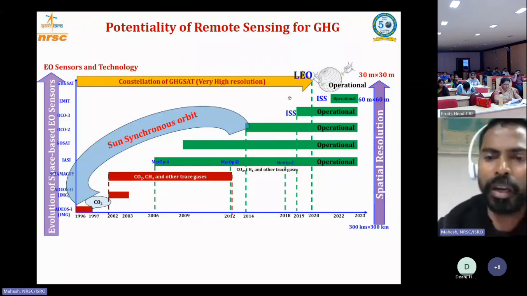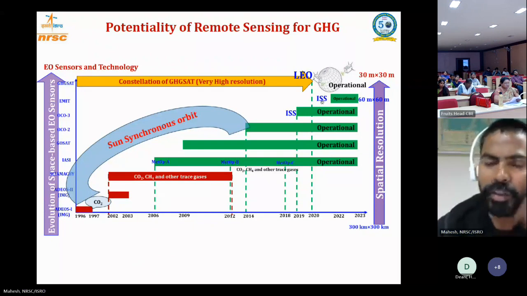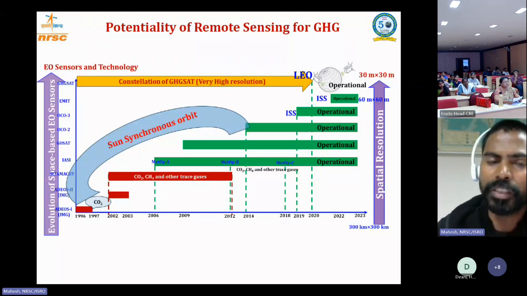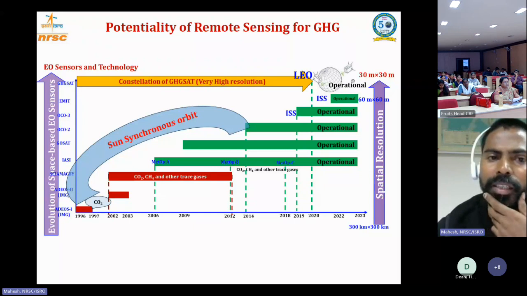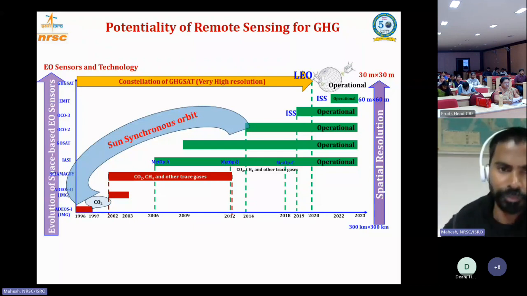Today we even have, on the International Space Station, a sensor called EMIT, which can detect the plumes of methane wherever the hotspots of methane are over the globe. And also there is the Canadian constellation of GHGSat, greenhouse gas satellites, of very high resolution, in a constellation mode in low Earth orbit. So far 4 to 6 GHGSats are already placed for high resolution mapping of CO2 and methane from space.